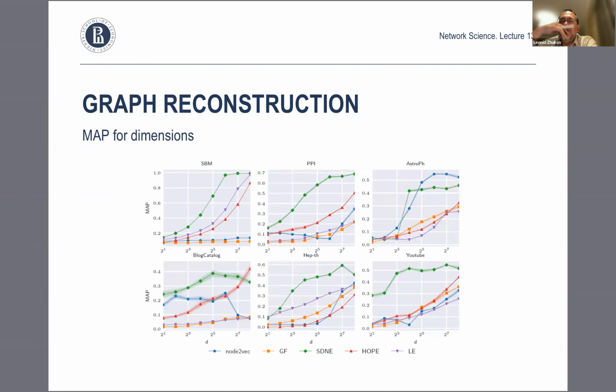And if you look at the mean average precision, measured as a function of dimension, where dimension here is the dimension of the embedding, of course, the larger the dimension of the embedding, the better the results. That's across all algorithms and all data sets. Obviously, the higher the dimensionality of the embedding, the more information it preserves.